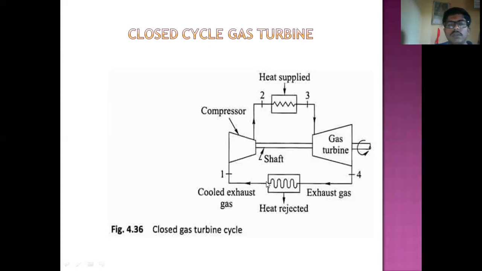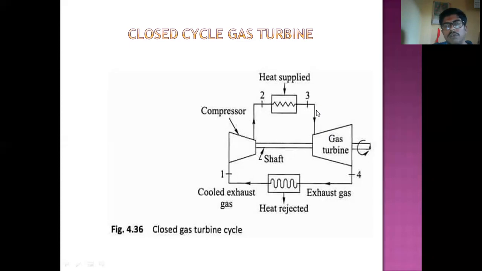In the first step, the gases received from the cooler go into the compressor, where the gas is compressed to a higher pressure. The high pressure gases flow into the heat exchanger, where heat is added to the gas from an external source. After adding the heat, the temperature and pressure of the gas increase. The gas then flows into the gas turbine.